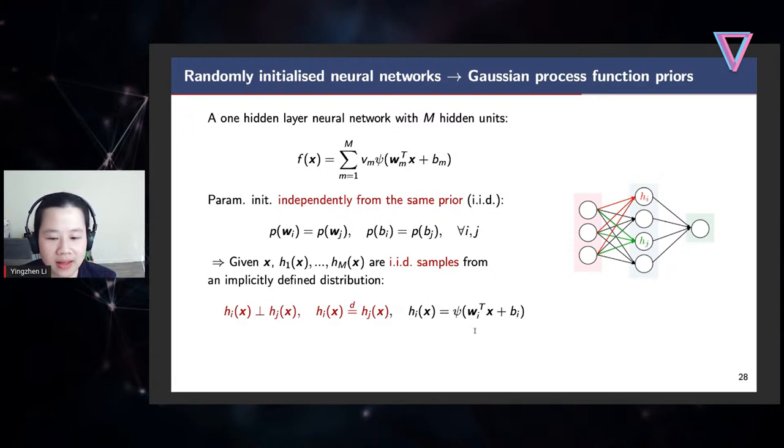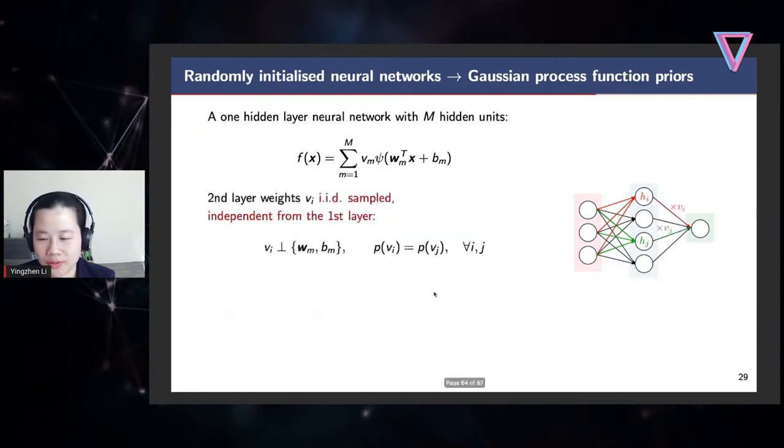Just to repeat again, in this expression x is fixed. The only variables that are random are the weights and the biases. And as I said, the green weights and the red weights are independently sampled from the same distribution. So that basically means, first, these two units are independent, and second, they come from the same distribution.